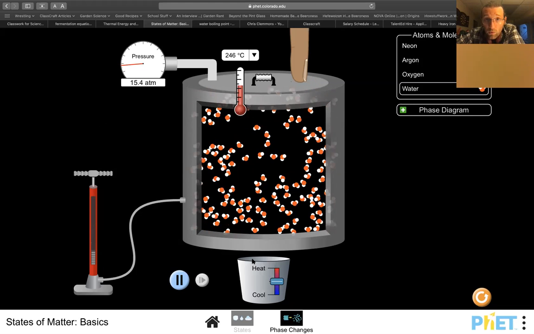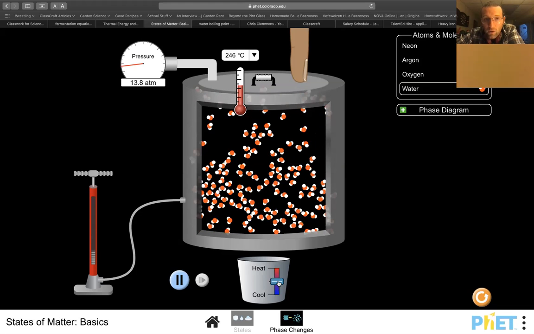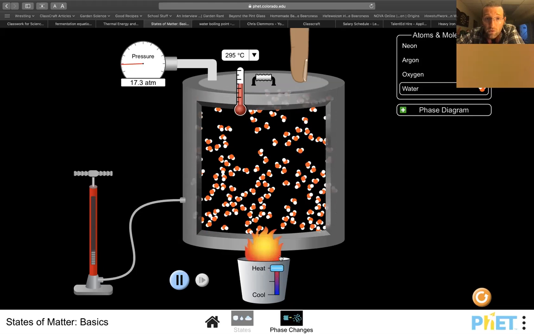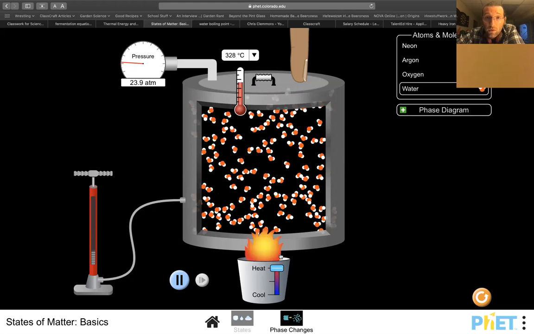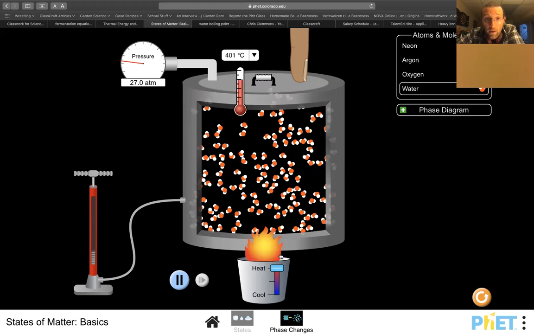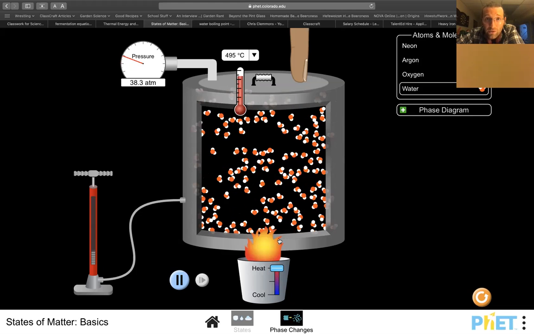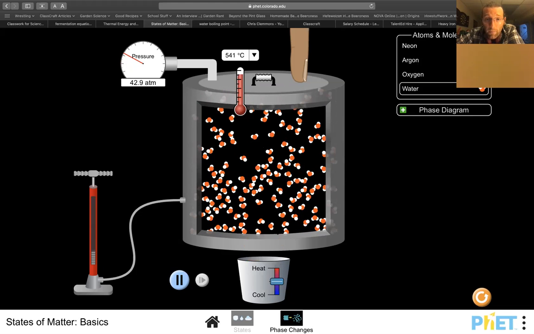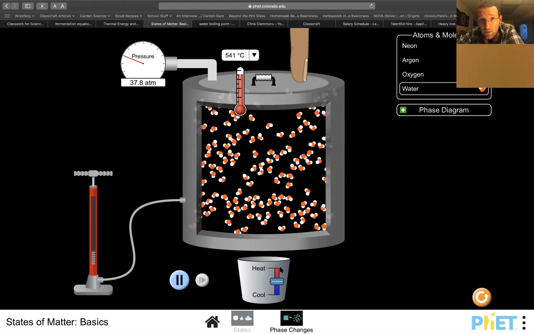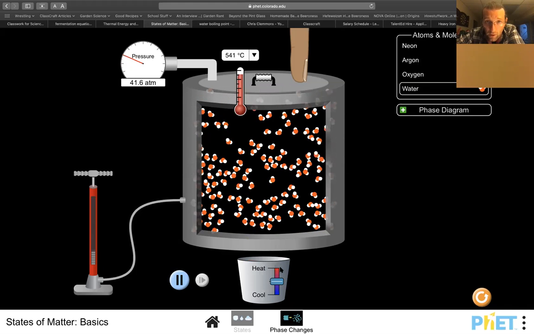Another way I can do this is, instead of adding more water, I can increase the heat. So if I increase the heat, watch what happens to the pressure and watch what happens to the molecules inside. You notice they start spinning and moving around much, much faster, and the pressure continues to increase. So I can add pressure to increase the temperature, or I can increase the temperature to add pressure. And the reverse is true. If I cool this down, the pressure will go down.